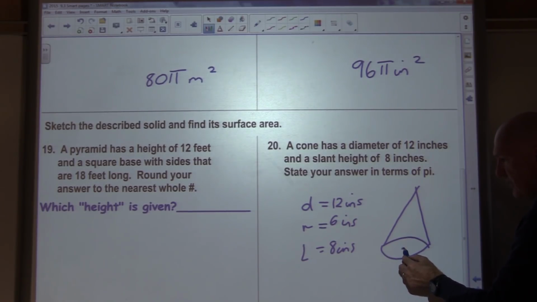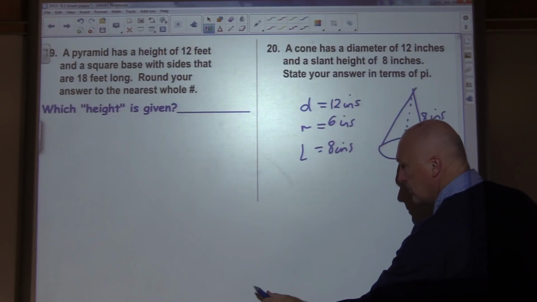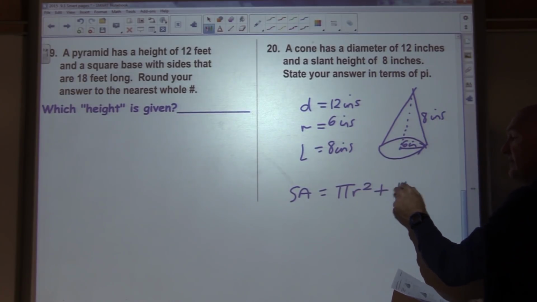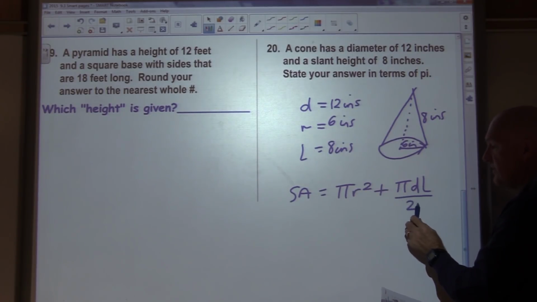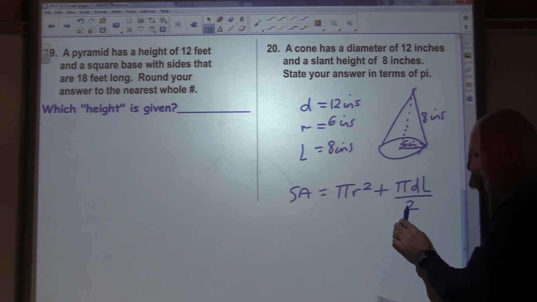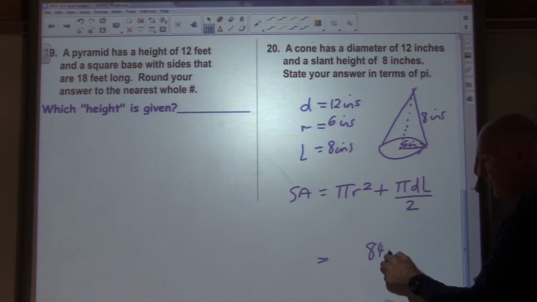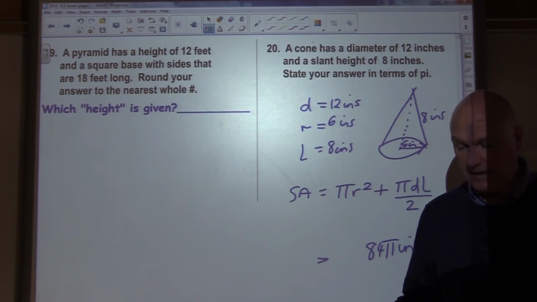Okay, so we've got a radius here of 6 inches. There's the true height coming down, but we've got the slant height, which is 8 inches. So again, we throw it into our formula, which is the surface area is the area of the base, pi r squared, plus pi d, which again is the circumference, multiplied by the slant height divided by 2. Remember, this doesn't get divided by 2, it's just this. And again, I'm expecting you to throw those in there and get 84 pi inches squared. That pretty much does it for the do it together.